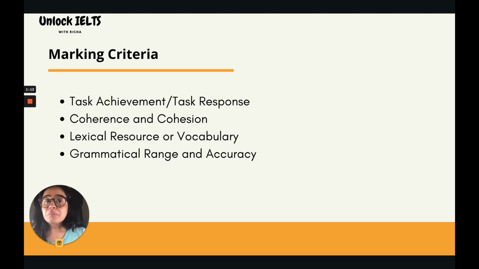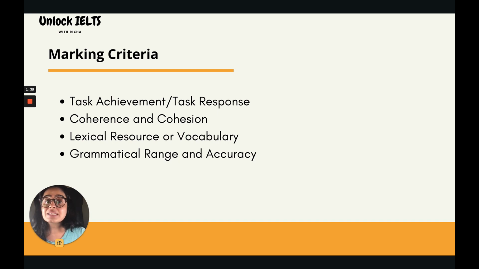There are 4 parameters on which you will be assessed in your IELTS writing section. And these are task achievement or task response. It is all about whether you have addressed all parts given in the question. Second parameter is coherence and cohesion. It is all about whether you have followed the logical structure while writing your essay or the letter or the academic essay, and you have used different cohesive devices while joining the different ideas.